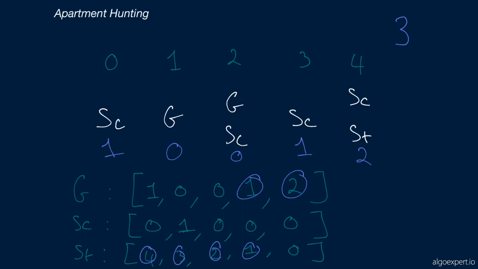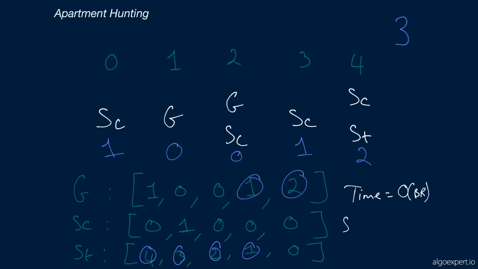Like 1, 2, 3, there are 3 requirements. R is equal to 3, so R comparisons. So that's going to be O of R. And then we do that for every block, so O of BR. And so in total, we have found a time complexity of O of BR.